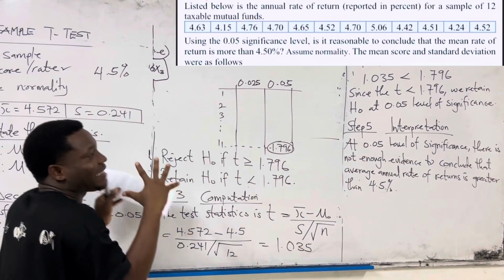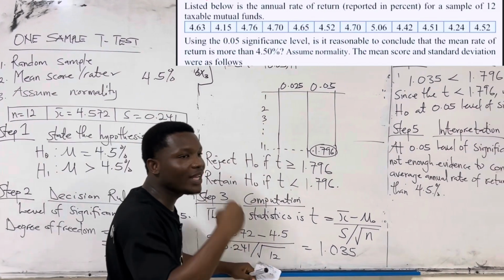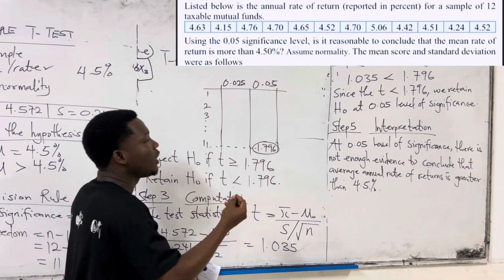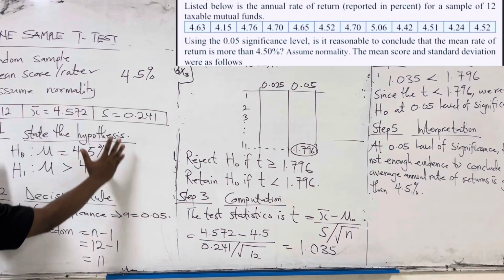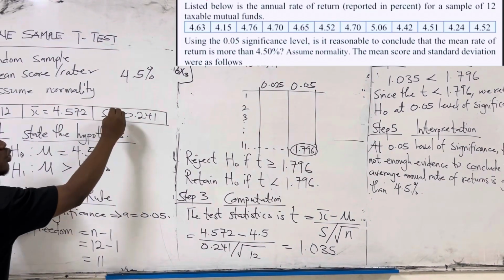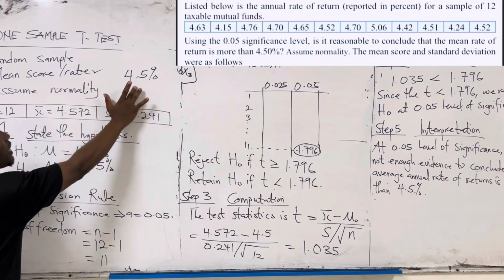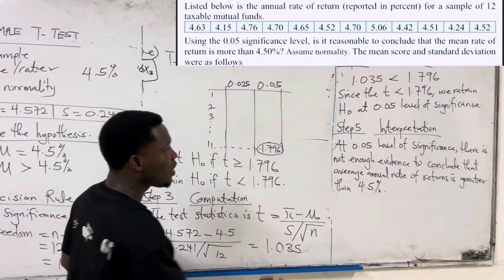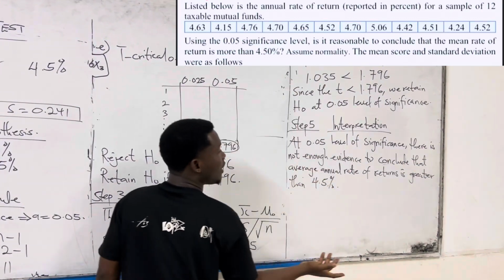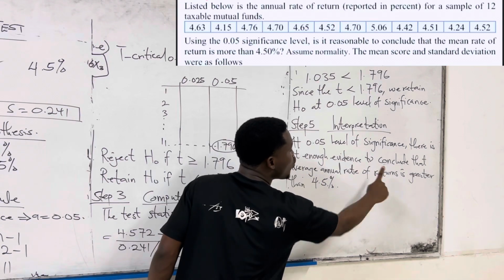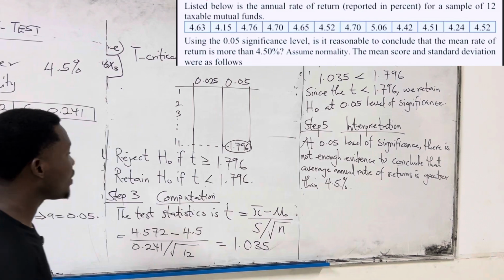So it means we have accepted the null hypothesis. The question is asking whether we can test that the mean given to us will give a greater mean rate than 4.5. So at the 0.05 level of significance, there is not enough evidence to conclude that the average annual rate of returns is greater than 4.5%.